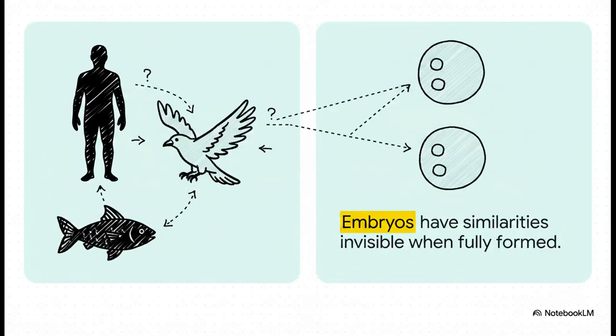Next up is embryology, where we contrast fully formed organisms with their embryonic stage. Now, a human, a bird, and a fish look totally distinct when they're fully grown. Actually, scratch that. They look completely different. But look at them as developing embryos, and you'll find striking, hidden similarities. For example, early human embryos actually have gill-like structures. These temporary stages reveal an unmistakable ancestral echo.